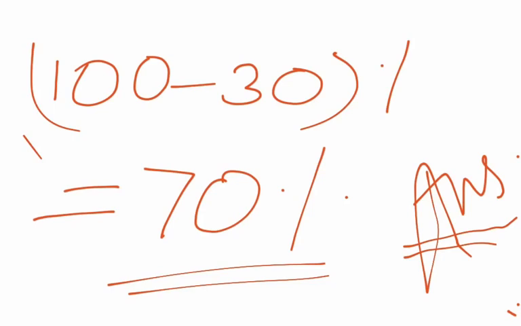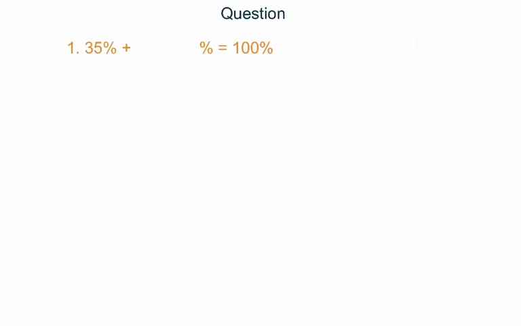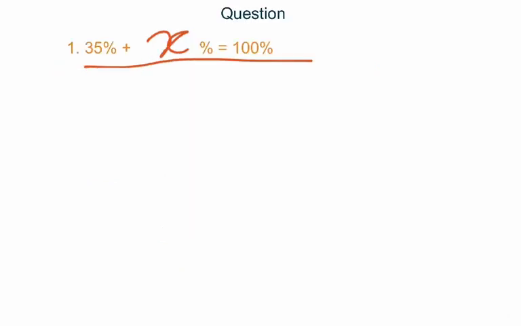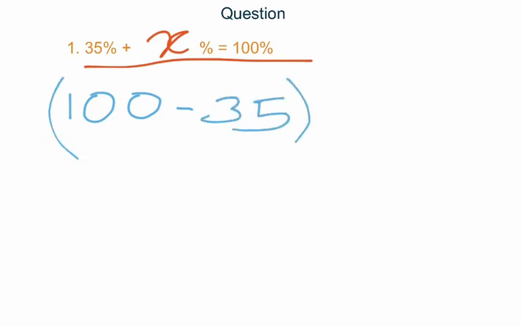So this is the first question we have, right? I'll just underline if you don't understand. 35% plus what? This is the number x we have, right? X percent is equal to 100%. So what will you do? What you did earlier was 100 minus 30. So what will we do in this? 100 minus 35 percentage is equal to x.